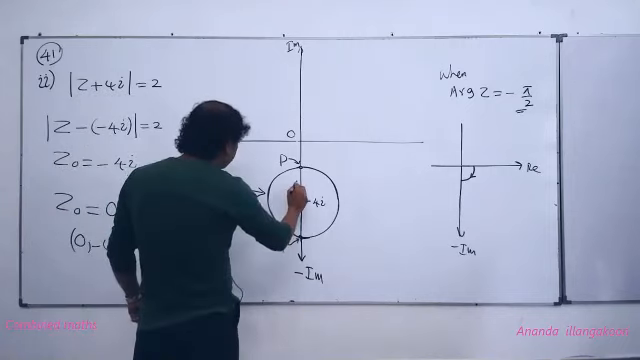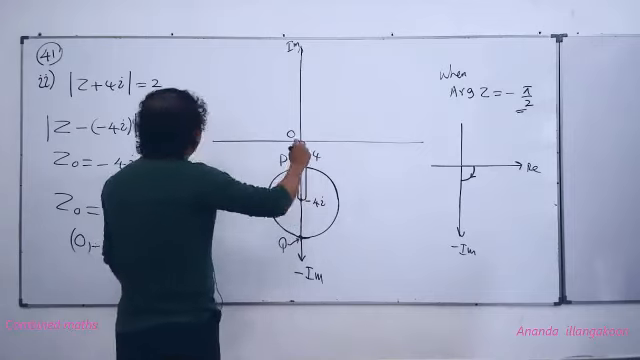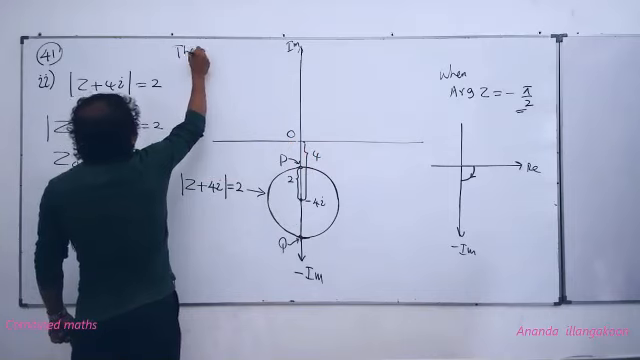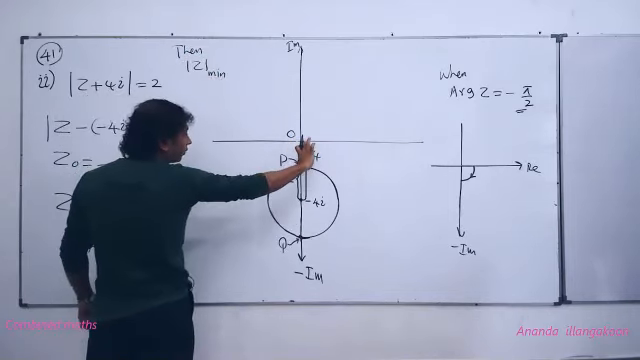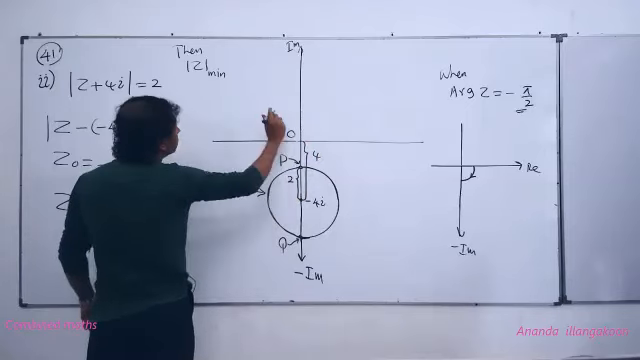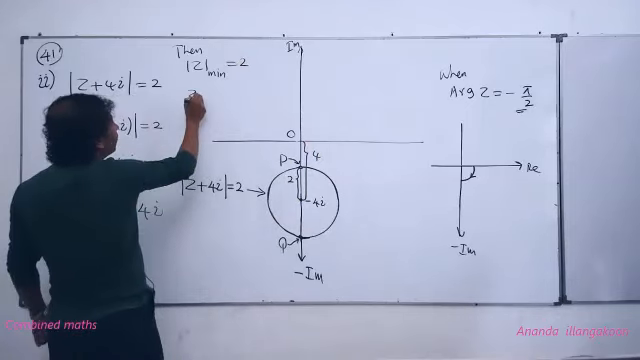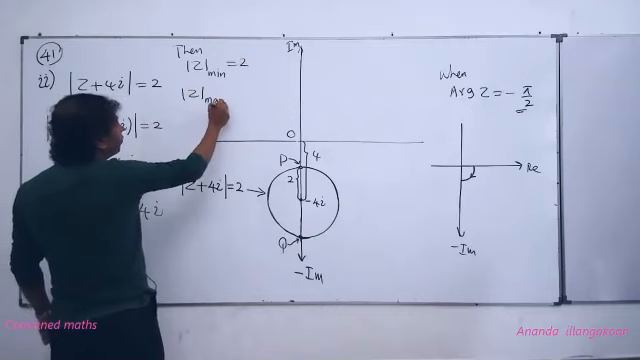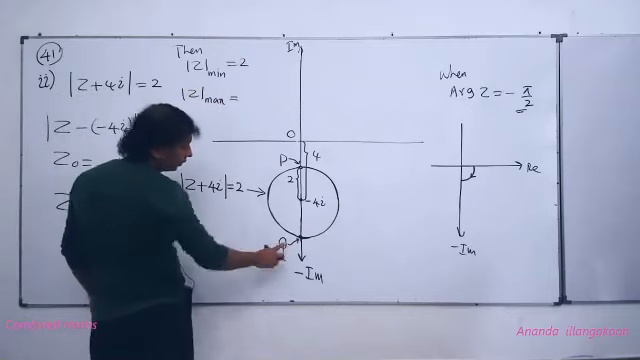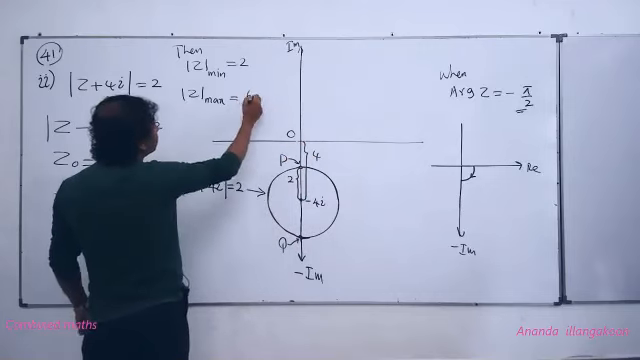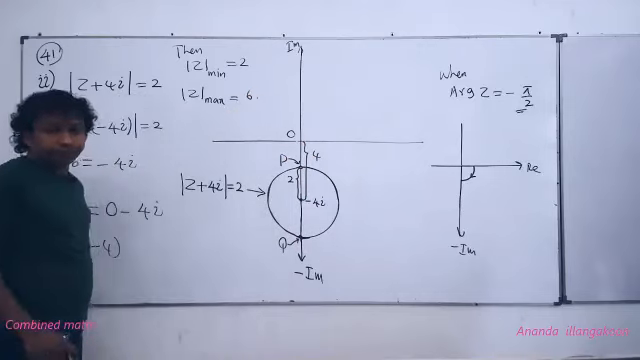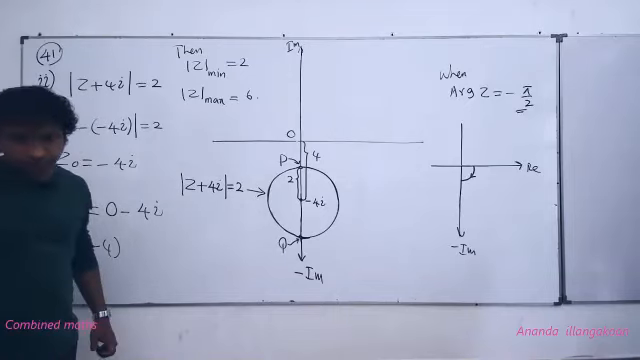This length is 2. This length is 4. Then you can write, what is the minimum? This length: 4 minus 2, this is 2. What is the maximum? This one. 4 plus 2, 6. Right, no? That's how we did that.